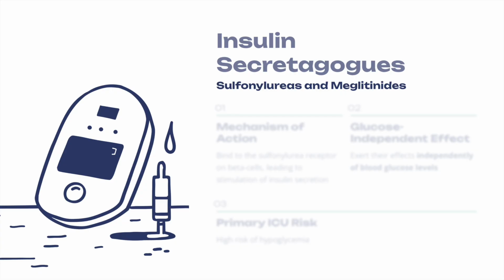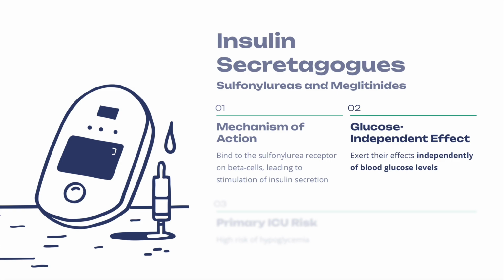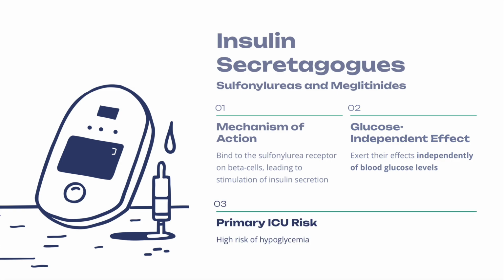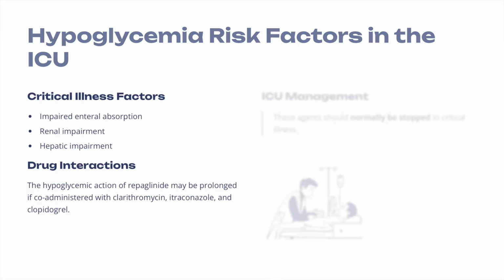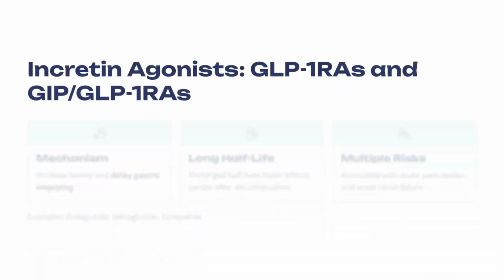Regarding the insulin secretagogues, they act by increasing insulin secretion, and they do it glucose independent. So there is a very high risk of hypoglycemia here. It will be very risky to continue these medications, especially if the patient has any renal or kidney impairment. Again, in the ICU, they must be stopped.